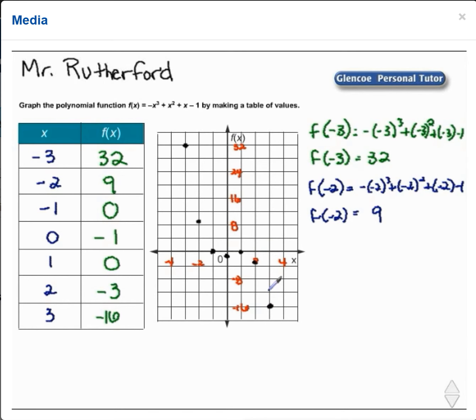Now we need to connect these dots with a nice smooth, curved line. Like so. And we'll put arrows on either end. So now you've learned to graph a polynomial function using a table of values.